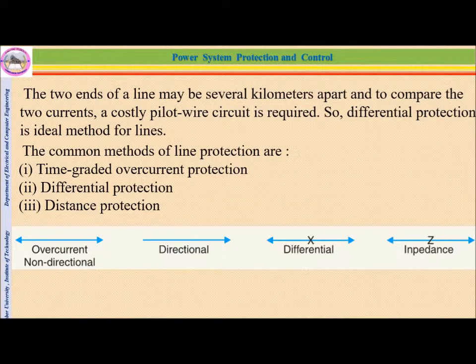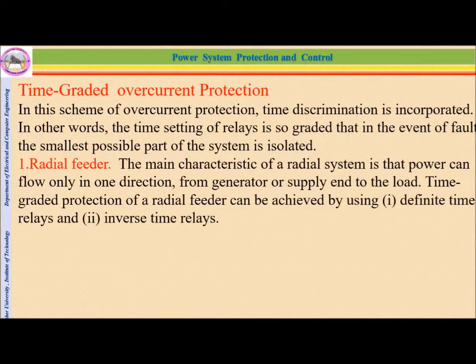So the common methods of line protection are time graded overcurrent protection, differential protection, which we can consider as one, and distance protection. Those are the basic ones. You can represent the overcurrent and directional relay by this one, the directional relay by this one, the differential relay by this one, and the impedance relay or distance relay is represented by this one. Now we'll see one by one.